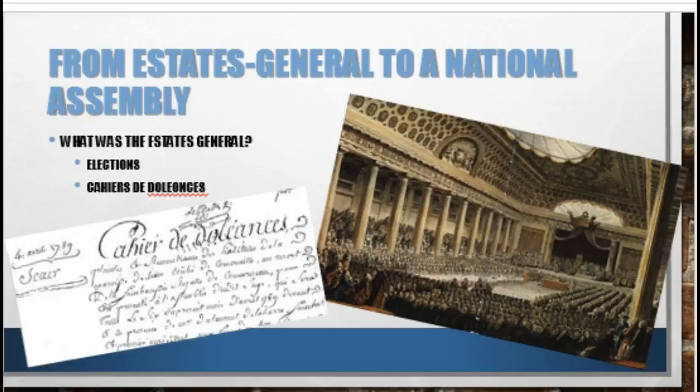During the electoral process, some of the reform-minded delegates prepared the Cahier de Doléances, which is in your textbook, a list of grievances. Each estate was instructed to compile a list of these quote-unquote suggestions or complaints and grievances, and they were going to bring those to the Estates General and present them to the king.